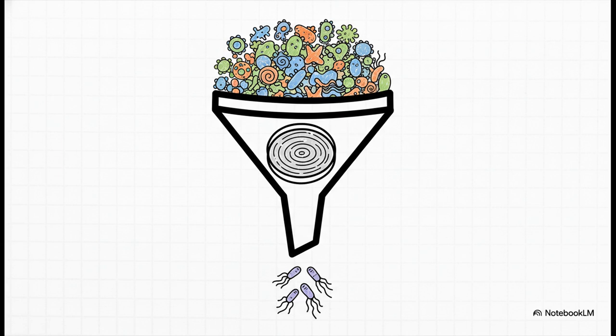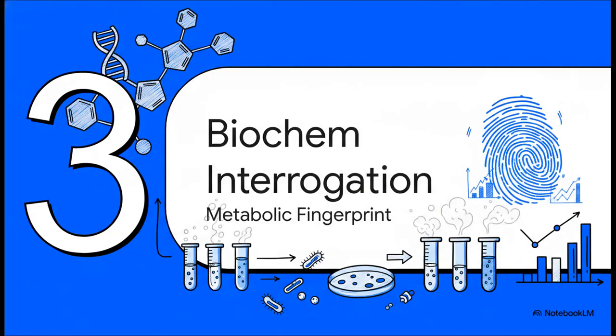But we still don't have our guy. We need the exact species. So, to get that final ID, we've got to go deeper. It's time to put our suspect through a battery of biochemical tests. You can think of this as a chemical interrogation, designed to make our microbe reveal its unique metabolic fingerprint.